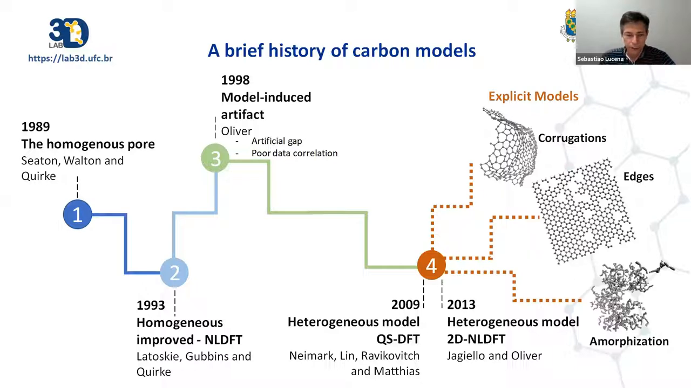A couple of years earlier, in 2003, Jagiello and Olivier also proposed implicit heterogeneity based on periodic variation of surface energy in two dimensions. The method is known as 2D-NLDFT. From this time to now, this introduction of heterogeneous kernels, which you name second generation kernels, opened up opportunities to find out how you can correlate the implicit heterogeneity with real defects found in carbon materials. These studies of virtual carbons and kernels can be grouped by defect types like corrugation, edges, and amorphization.